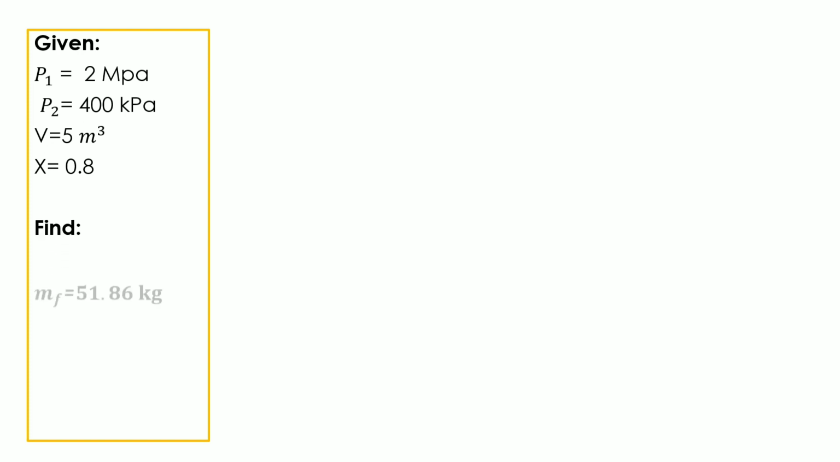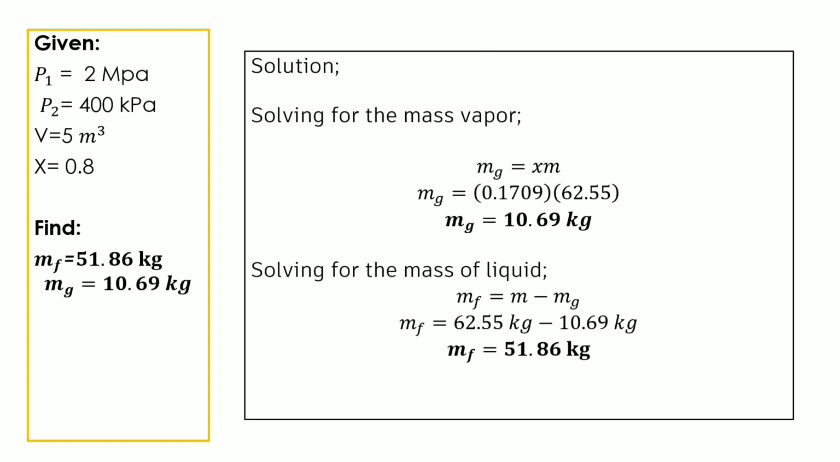After solving for the mass of vapor of the substance, we now proceed to solving the mass of the liquid to be the difference of the mass of the water minus the mass of the vapor. So we know that we have a mass that is 62.55 kilograms minus the computed value for our mass of vapor a while ago, that is 10.69 kilograms. We now find the mass of the liquid to be 51.86 kilograms.